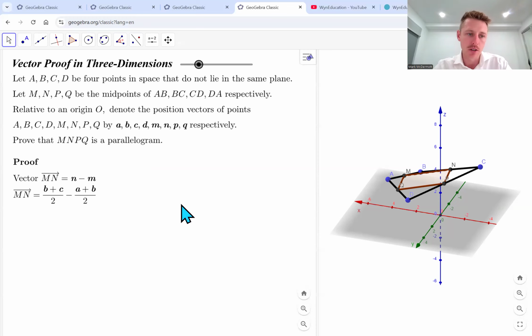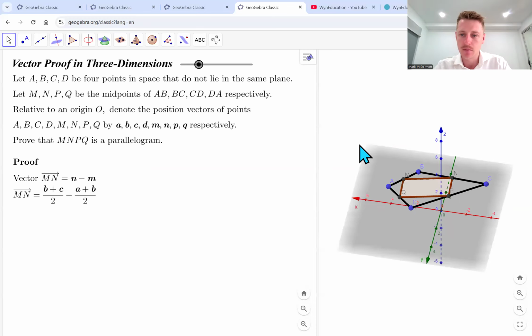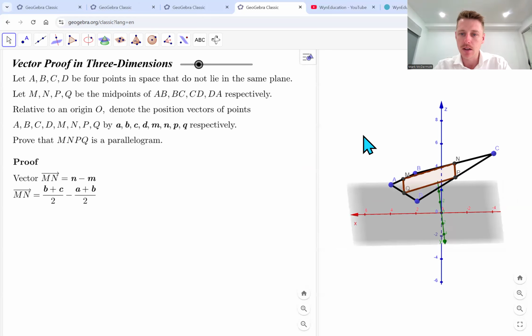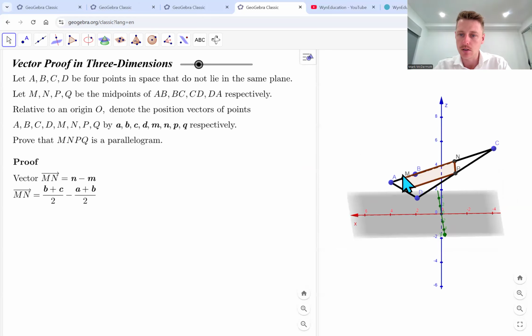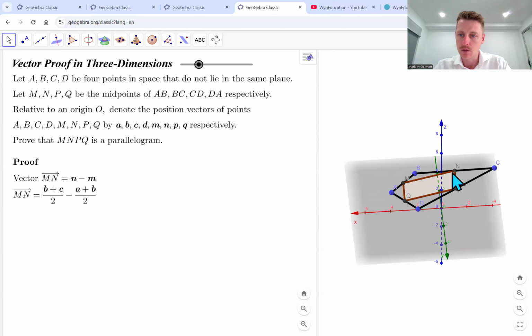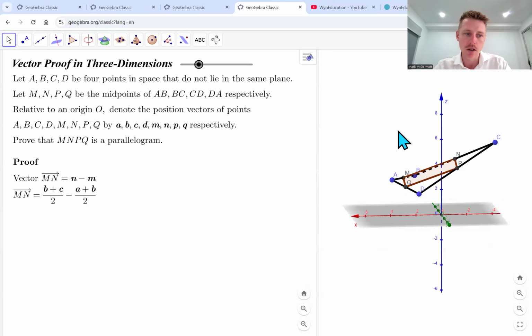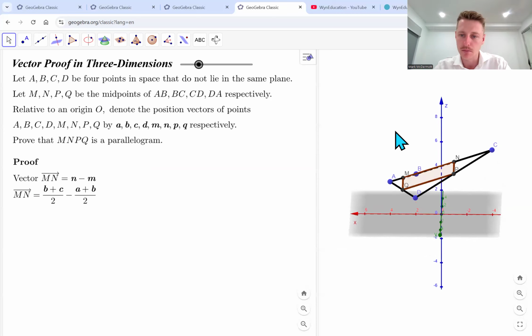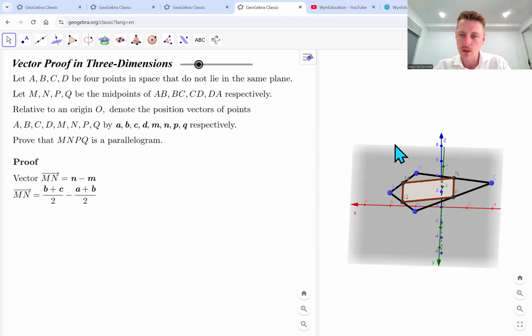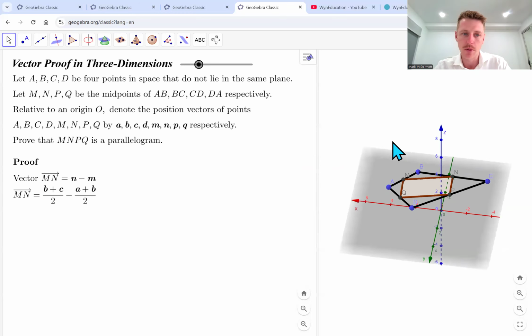Okay, and this is where it gets a bit tricky. So vector MN. MN is the vector that goes from here to here, right? Goes from the point M to the point N. That's equal to N minus M. Now that can even be tricky to wrap our head around. Remember, all these lowercase letters are from the origin to those points.